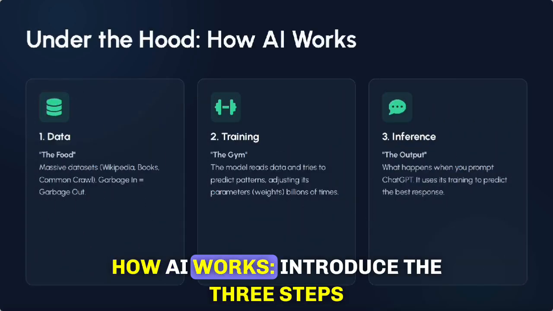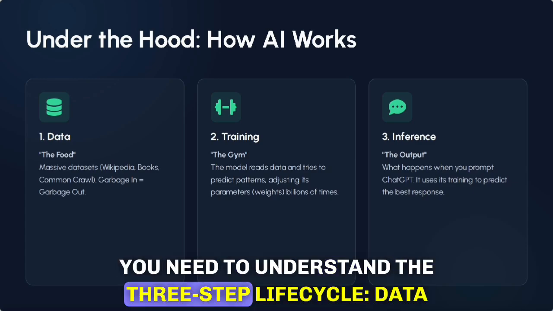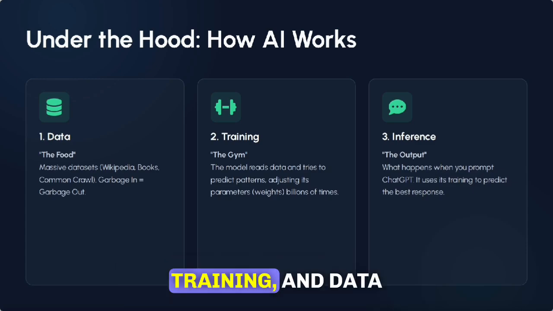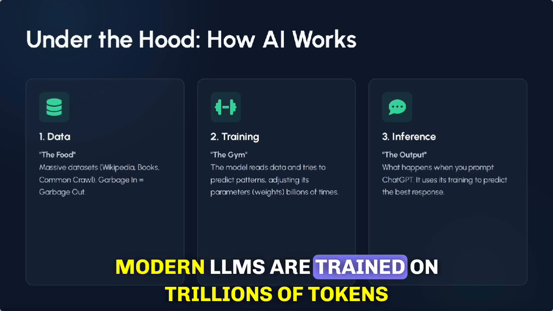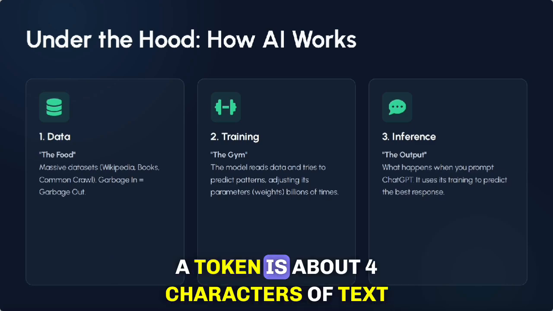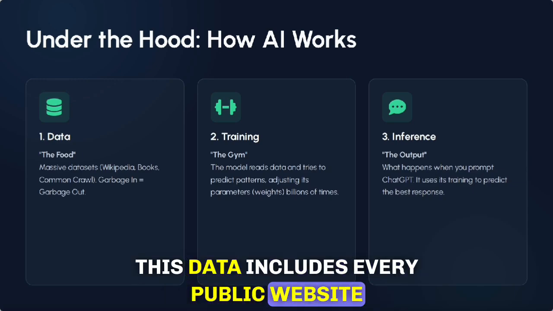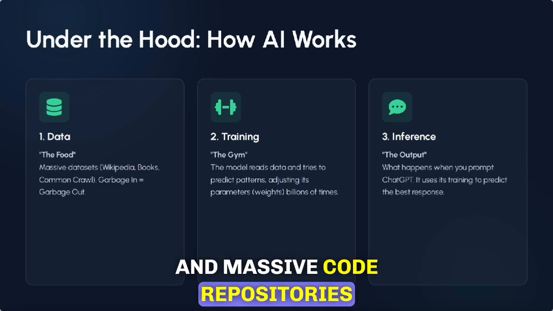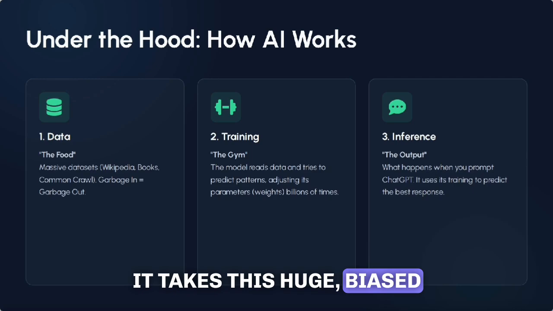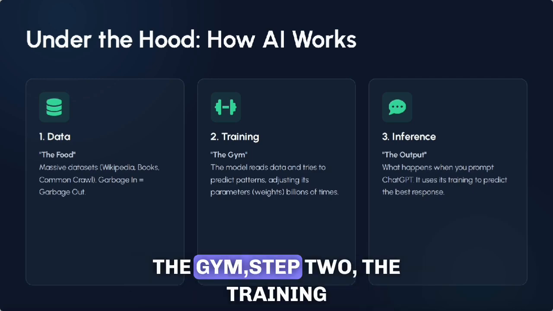How AI works. To master these tools, you need to understand the 3-step lifecycle: data, training, and inference. Step 1. The data. This is the food. Modern LLMs are trained on trillions of tokens. A token is about 4 characters of text. This data includes every public website, thousands of books, all of Wikipedia, and massive code repositories. It takes this huge, biased, messy snapshot of human language.